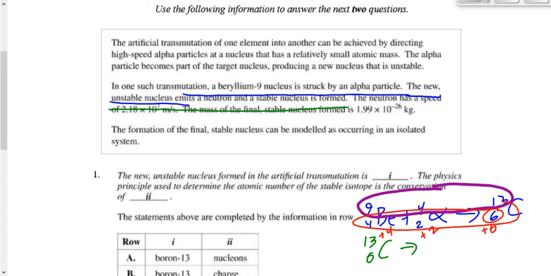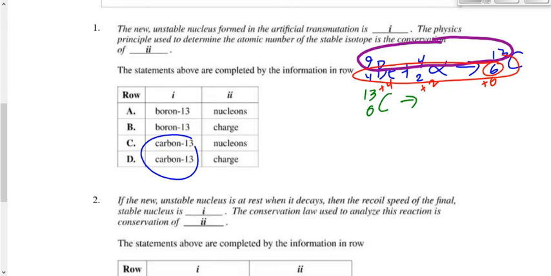So what's our answer here? C or D? Conservation of nucleons or conservation of charge? It's D, conservation of charge. If we were asked how we find the mass number, then we would say conservation of nucleons. If we're asked how we find the atomic number, then it's conservation of charge.